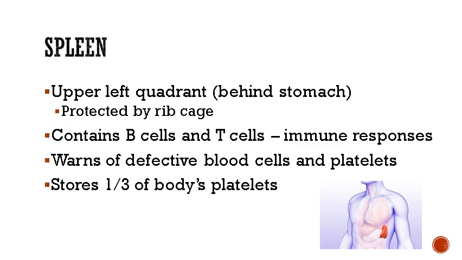So the spleen contains B cells and T cells, which help with our immune response. And that's why when we don't have our spleen, we're more likely to get infections like meningitis and pneumonia. It warns of defective blood cells and platelets, and it also stores one third of the body's platelets. So that helps with clotting. There's a video on Brightspace related to the spleen that I typically show in class.